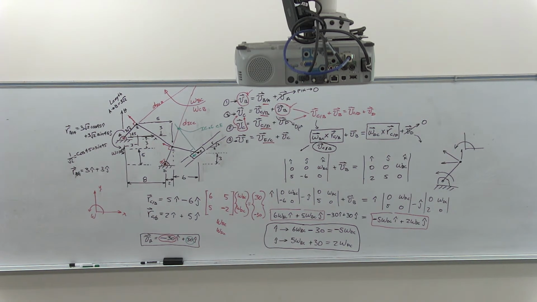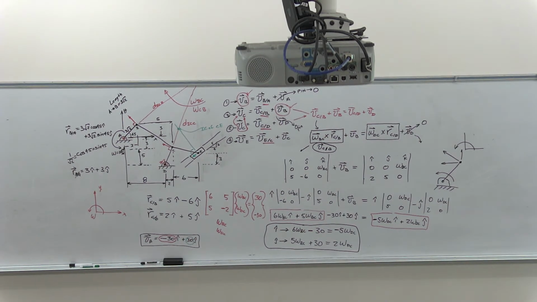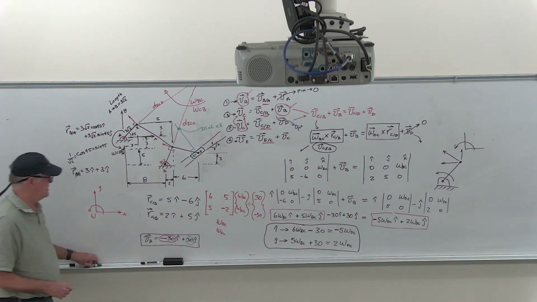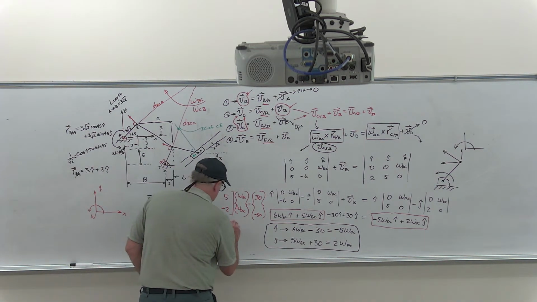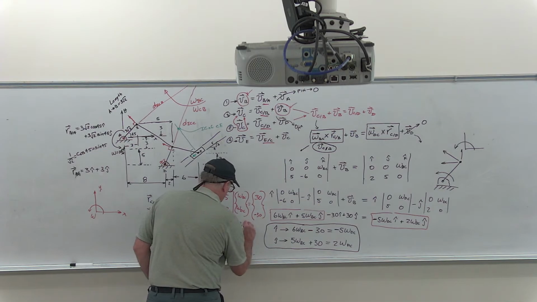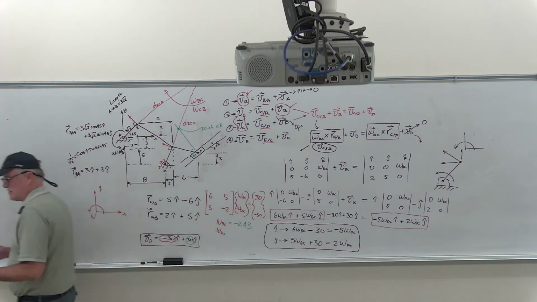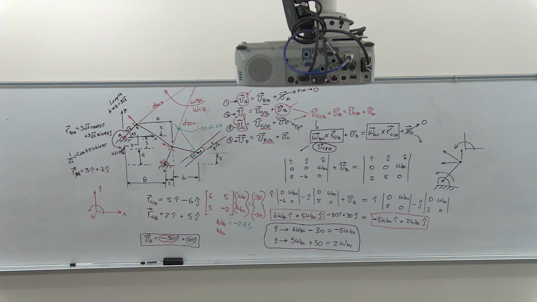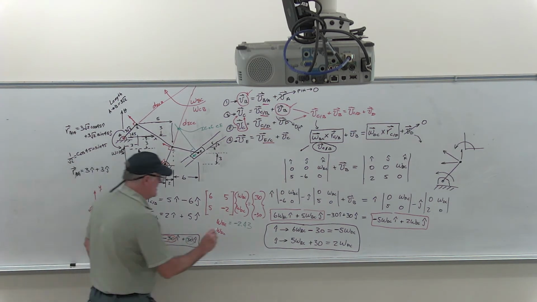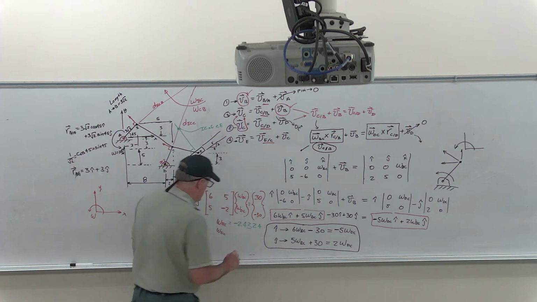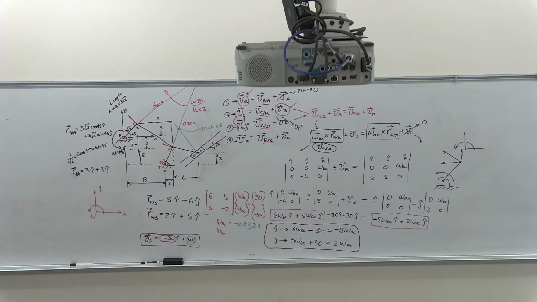Oop. Did I put the wrong bracket? I did, I put the wrong bracket there. So I get minus 2.43, and there may be other digits, 2.4324, and then the other one, 8.9189.